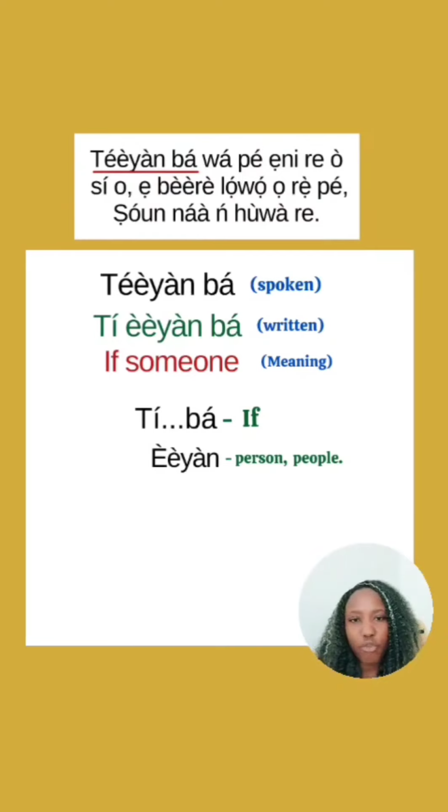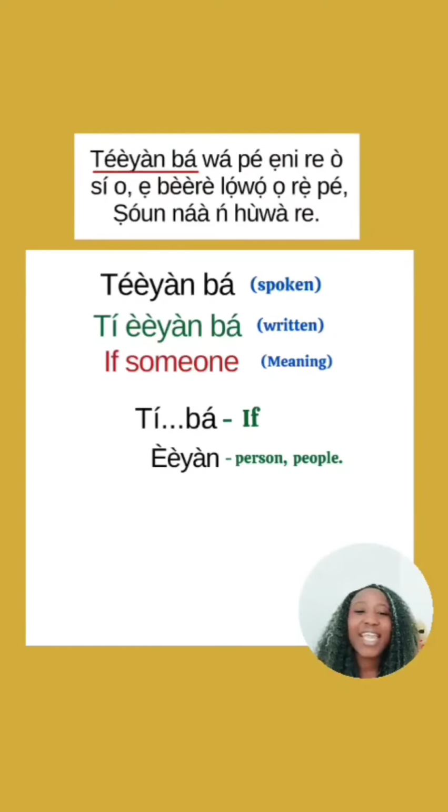To say if in Yoruba, you need to say tí bá. Tí bá is the phrase that you use in Yoruba if you want to say if. But you cannot use it on its own. There has to be a noun or a pronoun in the middle of tí and bá. Tí èèyàn bá. You can also use this as yourself, like tí mo bá. Tí mo is me or I. Tí mo bá, if I want to do something. Tí mo bá fẹ́ lọ. Like that. I have a comprehensive lesson on the use of tí bá on my Instagram. So if you check, you will see a full lesson on how to use tí bá in Yoruba.